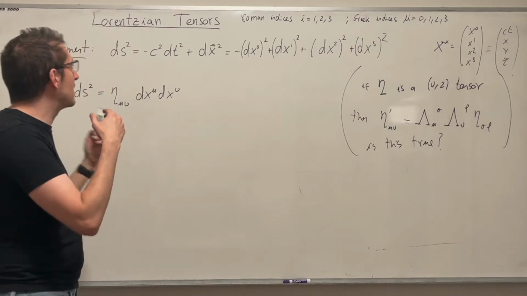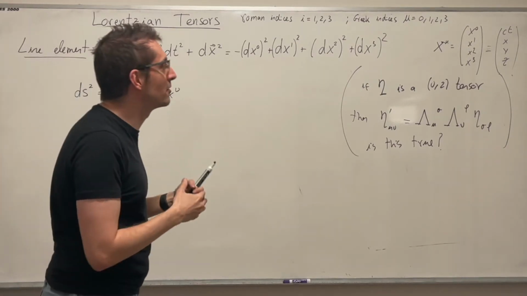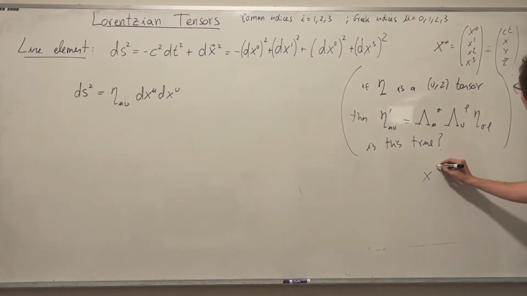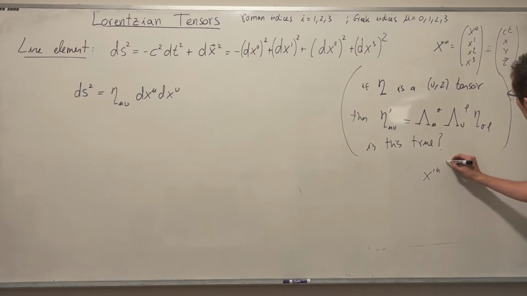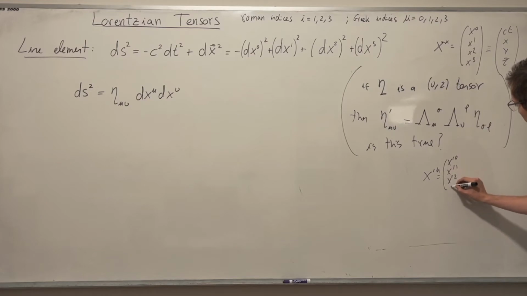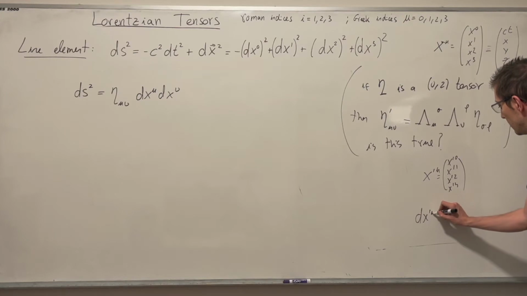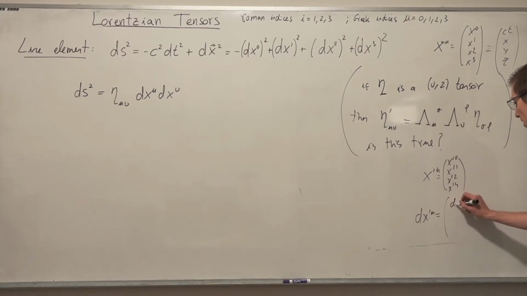So if I write the line element ds squared in a different basis, in a basis of coordinates associated with a different reference frame, say I have another one, let me call it x prime mu, and this is going to be equal to x prime 0, x prime 1, x prime 2, and x prime 3. Then, of course, dx prime mu is going to be dx prime 0, dx prime 1, etc., right?